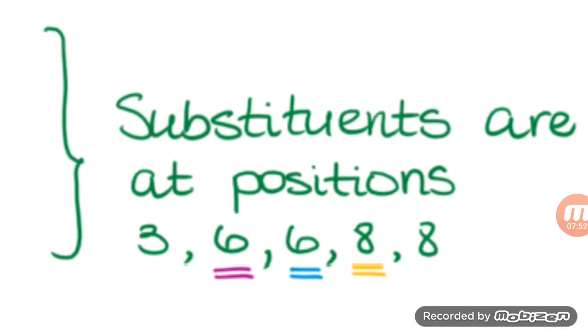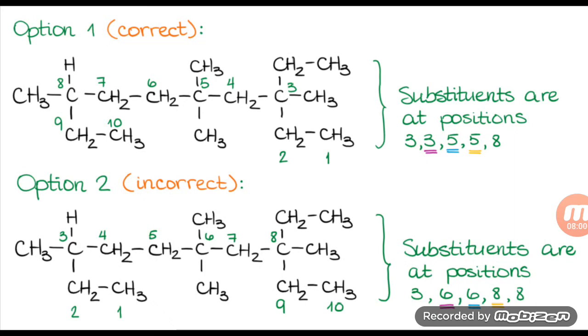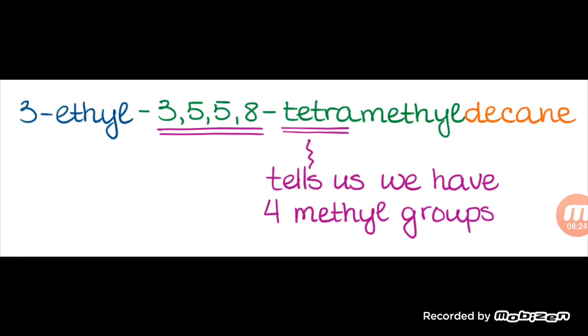Okay, however in the next situation where I started from the left side, the substituents are having numbers 3 6 6 8 8. So the substituents are having higher numbers rather than lower numbers. So we have to see from where the substituents are nearer. So option number 2 is incorrect because it is giving higher numbers to alkyl groups, and number 1 is correct because it is giving lower numbers to hydrocarbons. Okay, so the name would be 3-ethyl 3,5,5,8 tetramethyl decane.